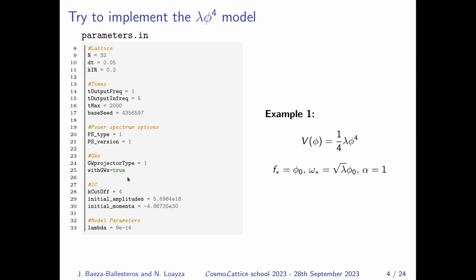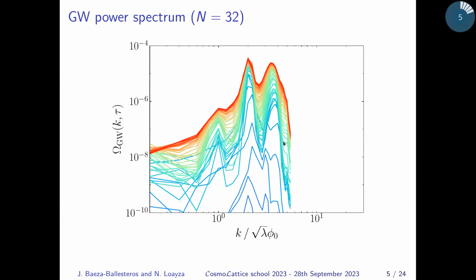In particular, for the gravitational wave power spectrum, you should be able to get something similar to this. And I know this doesn't look very pretty. The reason is that we are working in a relatively small lattice. But first of all, let's try to get this result, and then we can discuss the physics related to it.